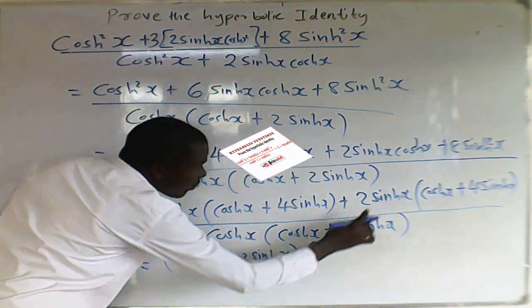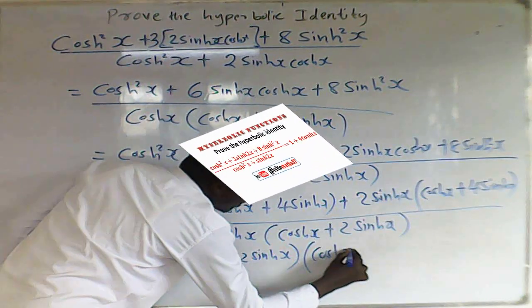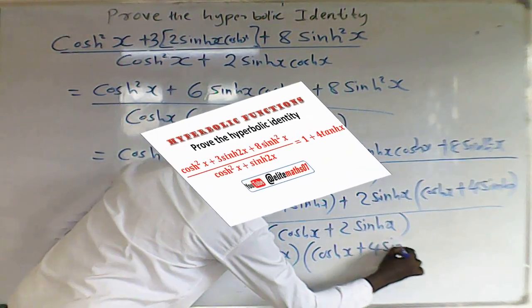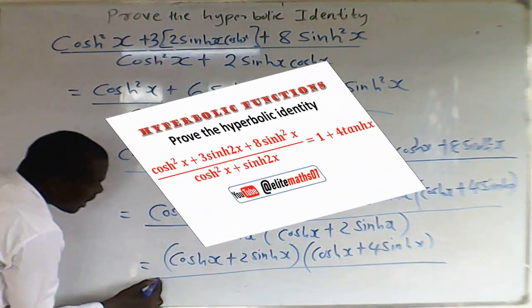x into the other one is cos x plus 4 sinh x. Then in the denominator it is all over.